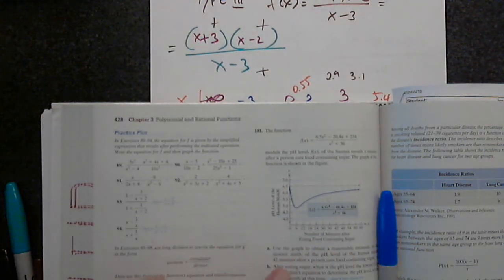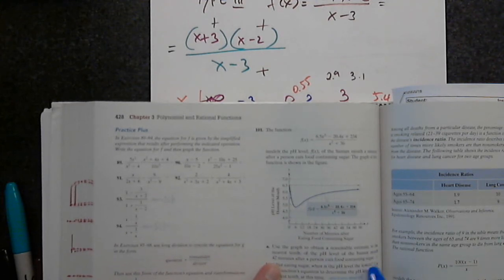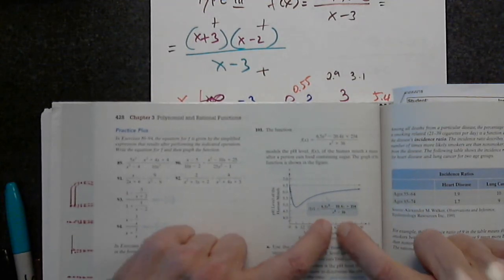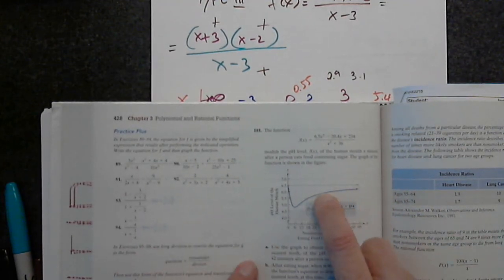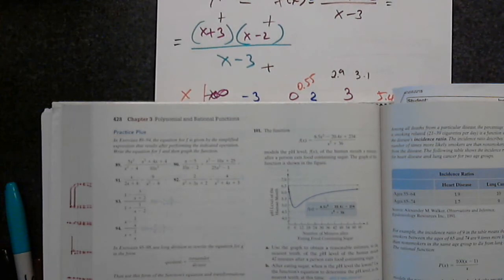So here's the question. Here we have A through E questions. Use the graph to obtain a reasonable estimate to the nearest tenth of the pH level of the human mouth 42 minutes after a person eats food containing sugar. So here's 42. What will you say roughly? 6. Yes, it appears to be 6. So after we swallow something with sugar in it, about 42 minutes later, it gets back from 6.5 down to whatever, and then in 42 minutes later, it gets back to 6.